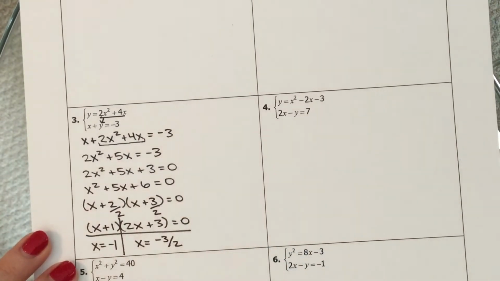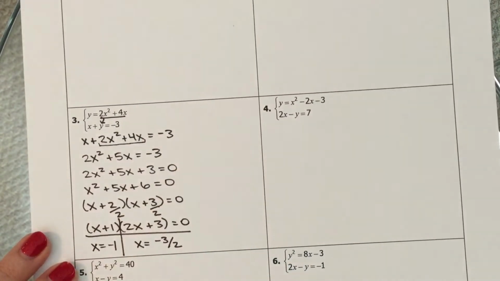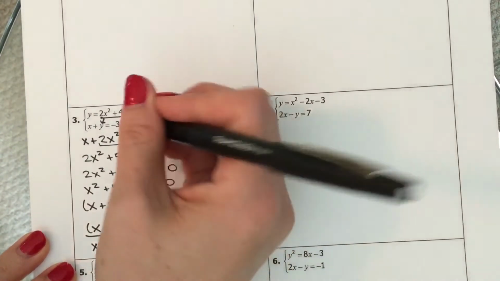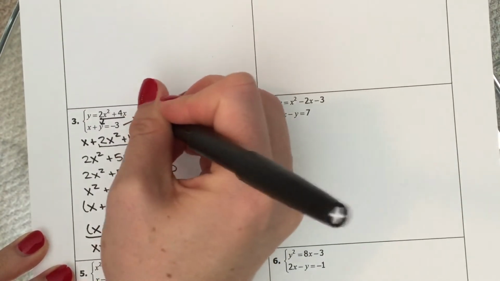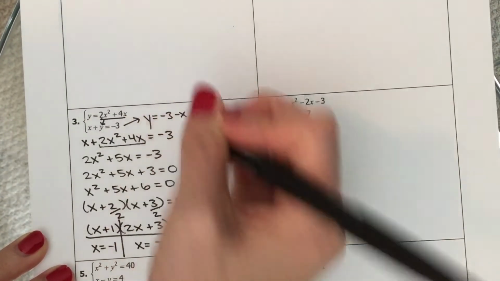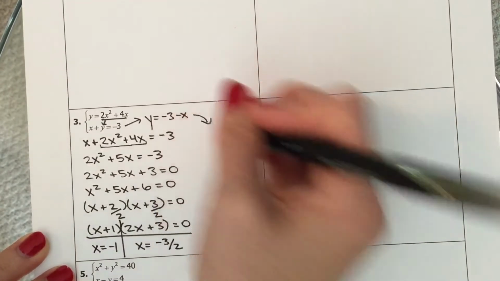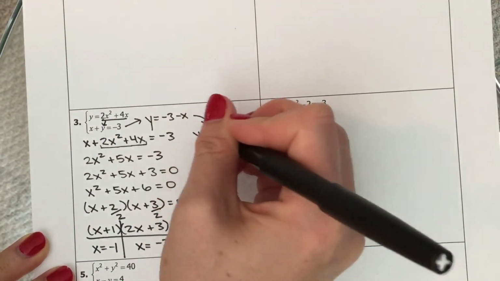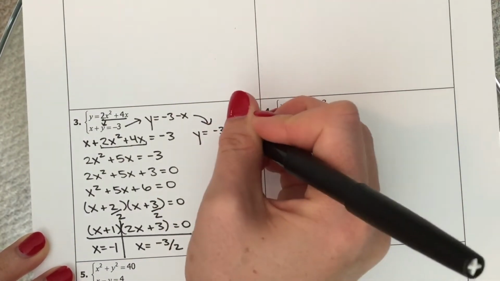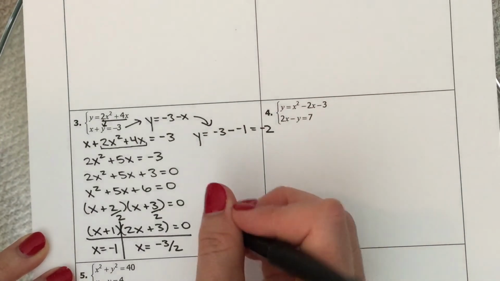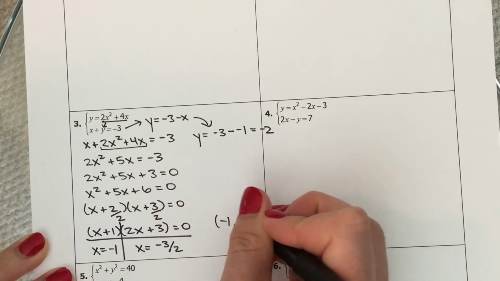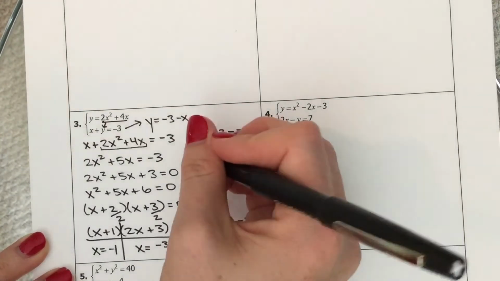This bottom one's probably a little bit easier than worrying about subbing in and squaring and everything like that. So you could take this bottom one and just subtract the x, and you'd have y equals -3 minus x. We might as well sub into that one. So first you have y equals -3 minus the first x value. That comes out to be -2. So I have -1, -2 as one of my solutions.